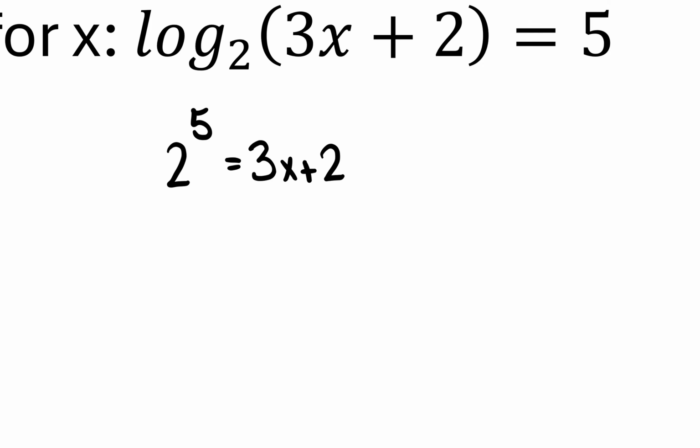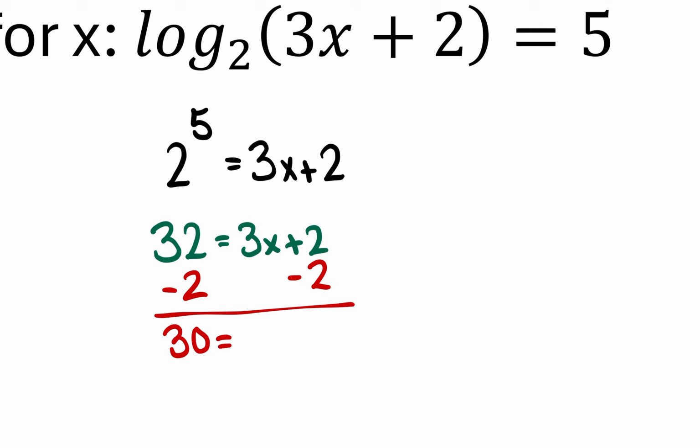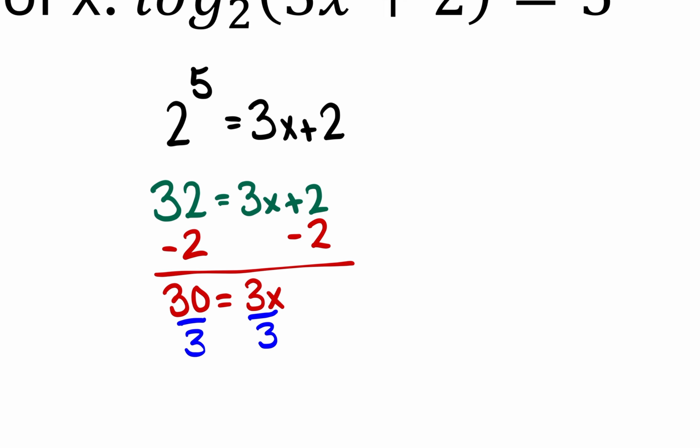We then simplify this further. 2 to the 5th power will give us positive 32 is equal to 3x plus 2. We will then isolate for the variable x by subtracting 2 on both sides. This will leave us with positive 30 is equal to 3x. We will then divide both sides by 3. And this will leave us with the final solution of x is equal to positive 10. Let's go ahead and box that in.